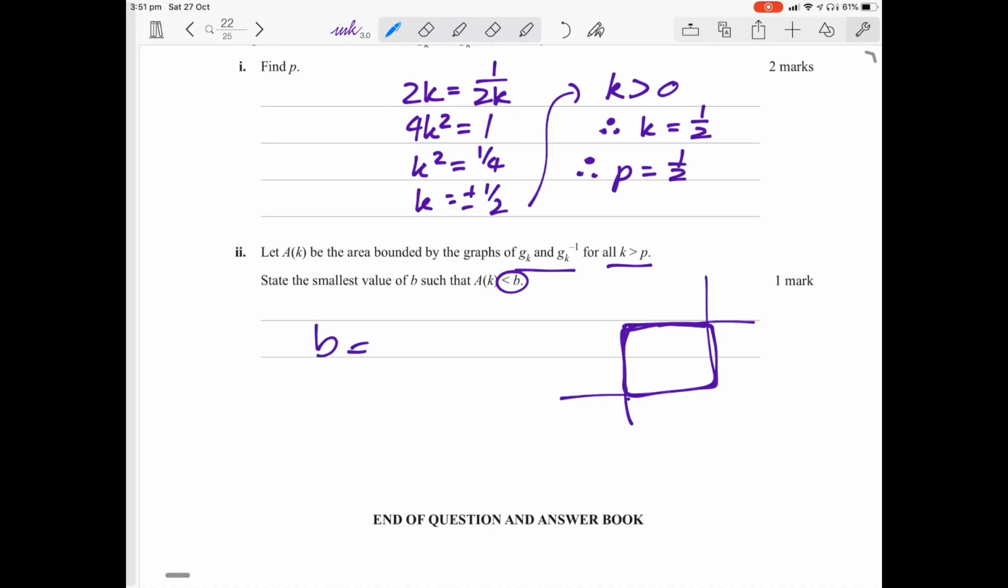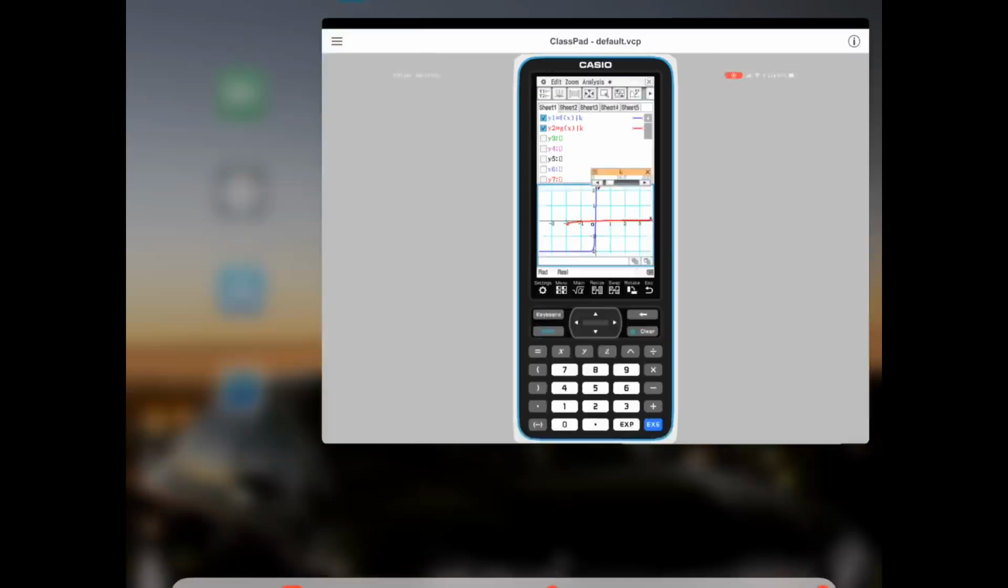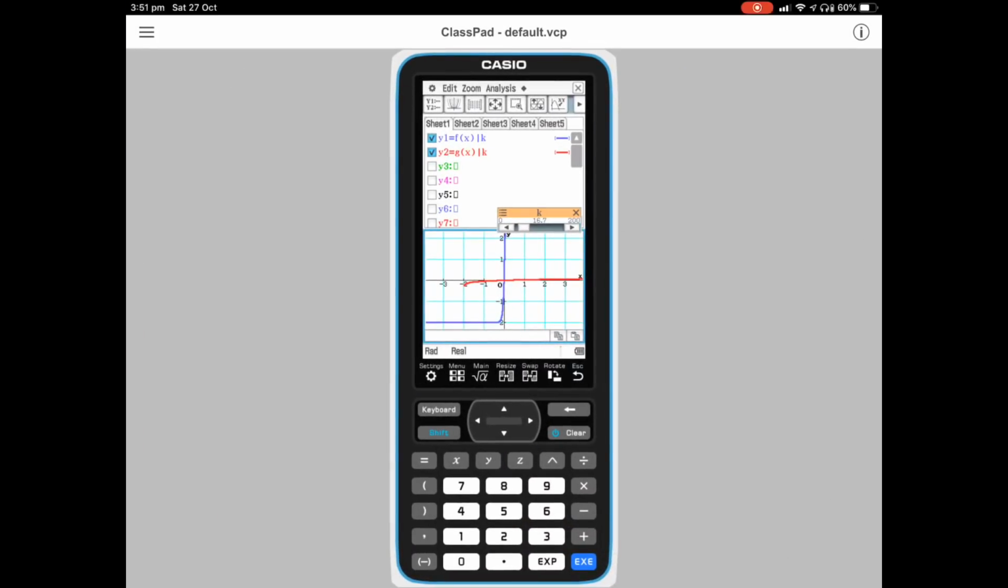So b will equal, that area is going to be 2 by 2. So b will equal 4. Then area will never get to 4, but you can see as k gets bigger, it's autoplay. As k gets bigger, it's getting closer and closer to a square, and that square would have an area of 4. But in this case, it never actually gets to 4, but it'll approach it. So as k approaches infinity, the area between those two graphs is equal to 4. So b is that limiting value.